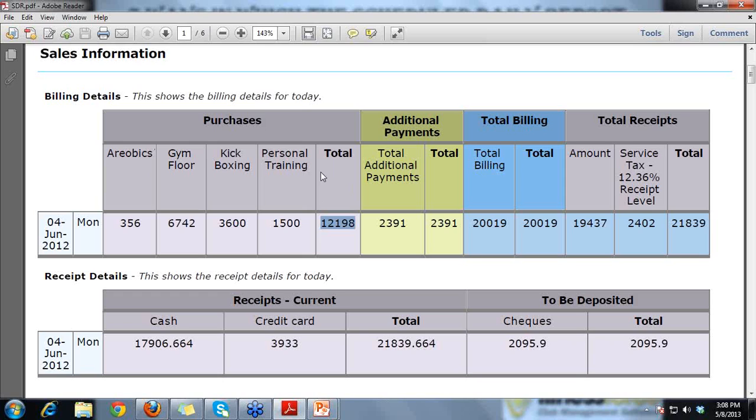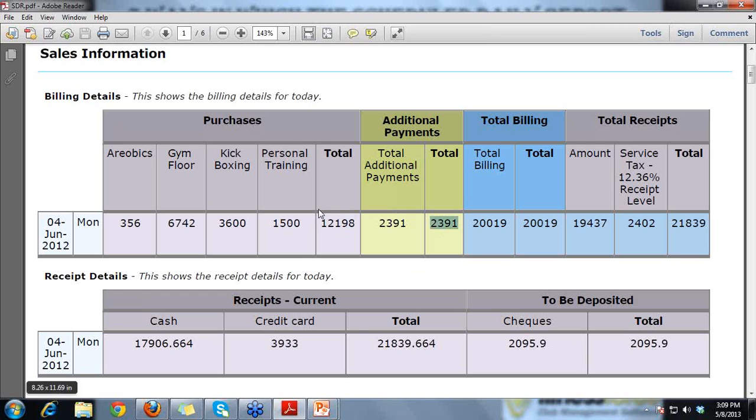Now along with the basic products, you have also collected an additional amount of 2391. Now this additional amount shown here can be your additional payment which you charge the client. For example, your registration fee, your admission fee, or freezing fee. These are summed up in additional payment. So finally you'll get a total amount of billing done, which is 20,019, when you add your purchases and your additional payment amount.